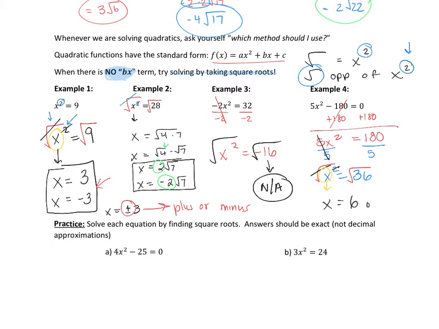Okay, now the square root of 36 we know is 6, right? But you also have to remember that it could also be negative 6. So x equals 6 and x equals negative 6 is your answer.